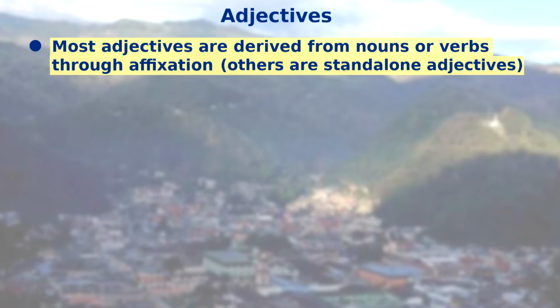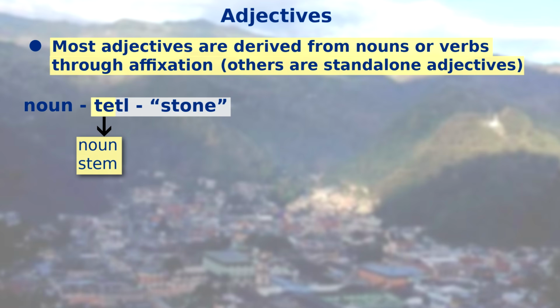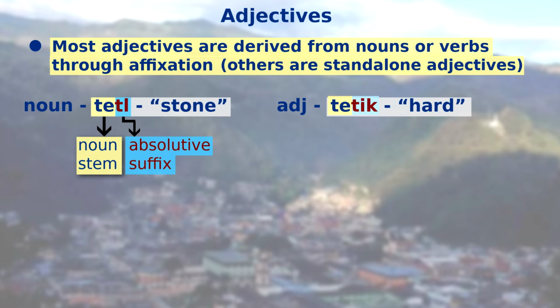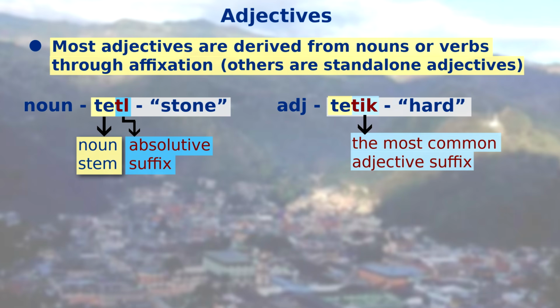Adjectives. Most adjectives are derived from nouns or verbs through affixation, though others are standalone adjectives. For example, there's the noun Tetl, meaning stone. This word consists of the noun stem, te, plus the absolutive suffix, tl. Then there's the adjective, Tetik, meaning hard. This word consists of te plus the suffix tik.